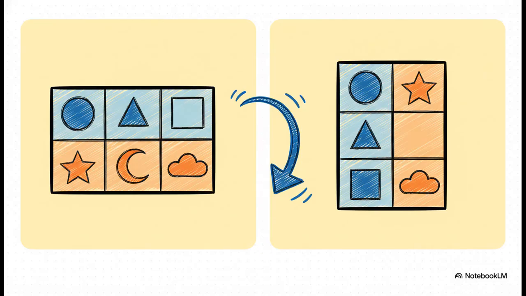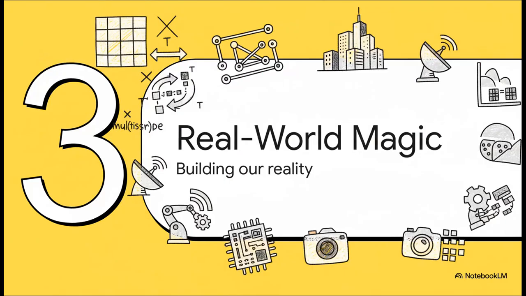Here's a perfect visual. The original matrix on the left, you can see it has 2 rows and 3 columns. Now watch what happens when we transpose it. That first row with a circle, triangle, and square just pivots and becomes the first column on the right. We started with a 2x3 matrix, and we ended up with a 3x2. It's a simple flip, but it's an incredibly powerful way to reorganize things. So we've got our two main tools, multiplication for combining and transforming data, and transpose for just flipping it around.